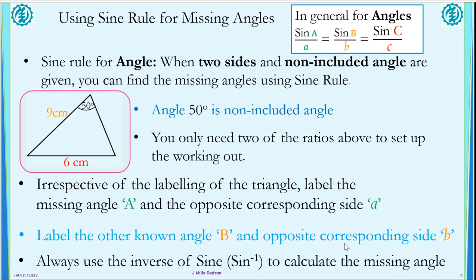In using the sine rule for angles, we are going to use the inverse of sine. So this is the symbol, sine to the power of minus 1. So don't forget, for angles, we use the inverse of the sine.